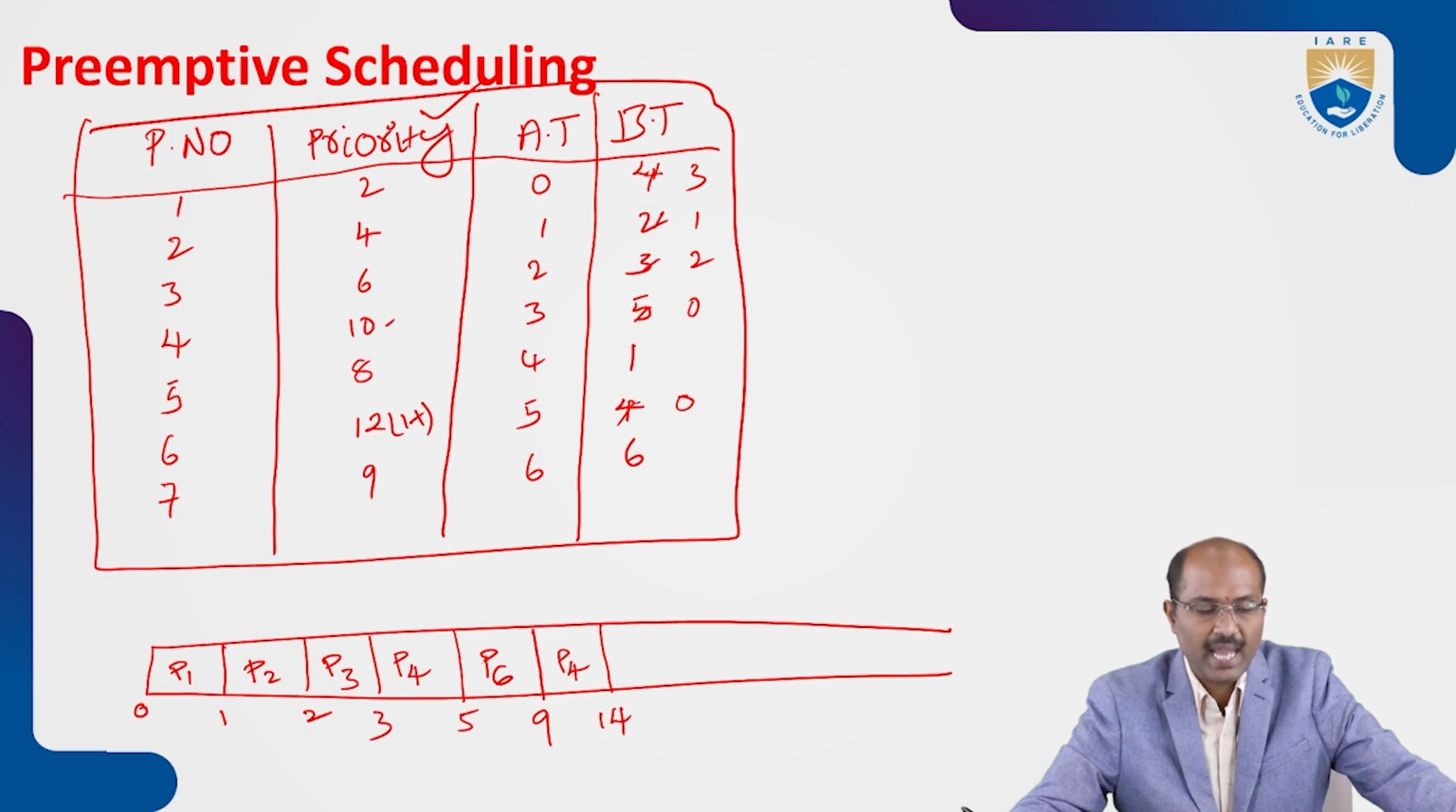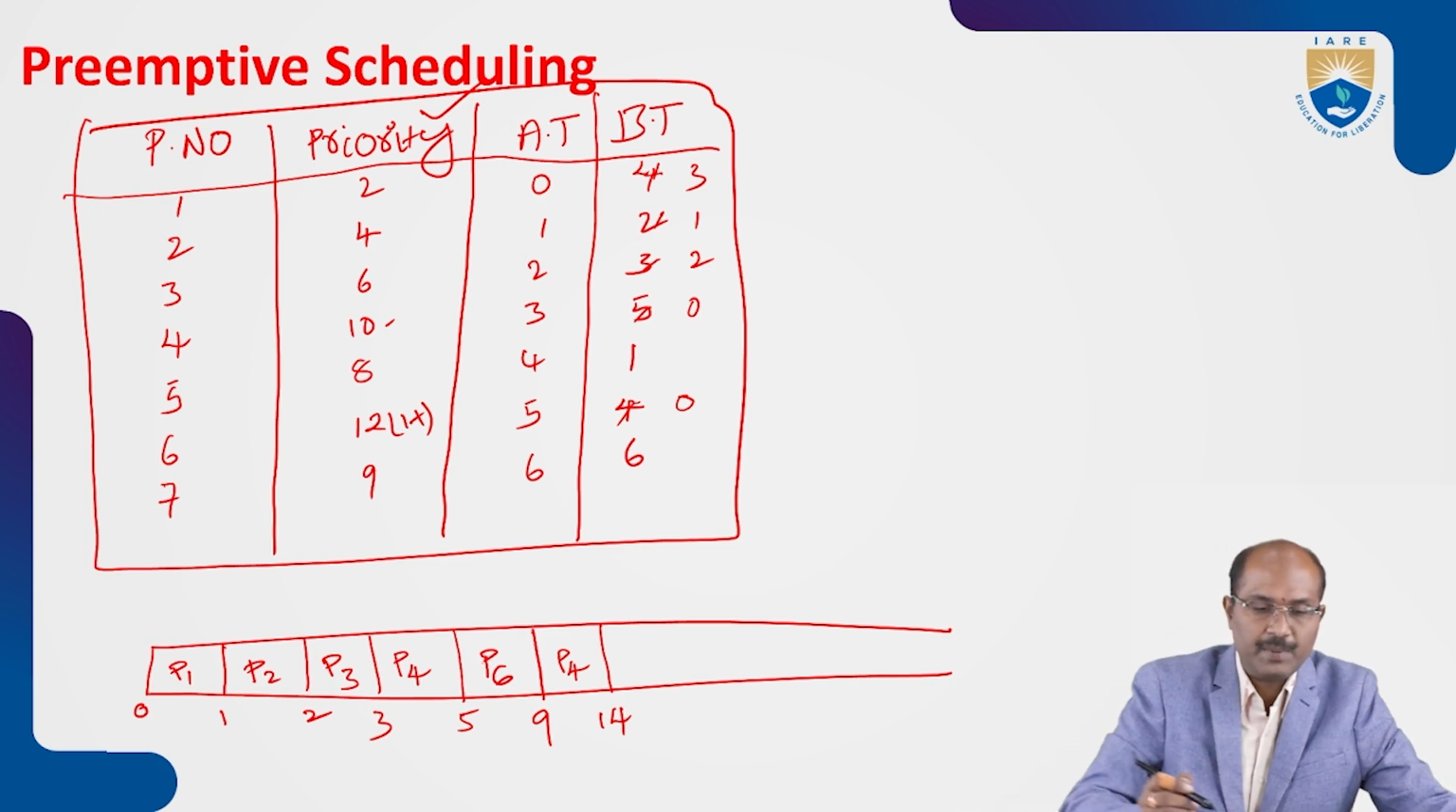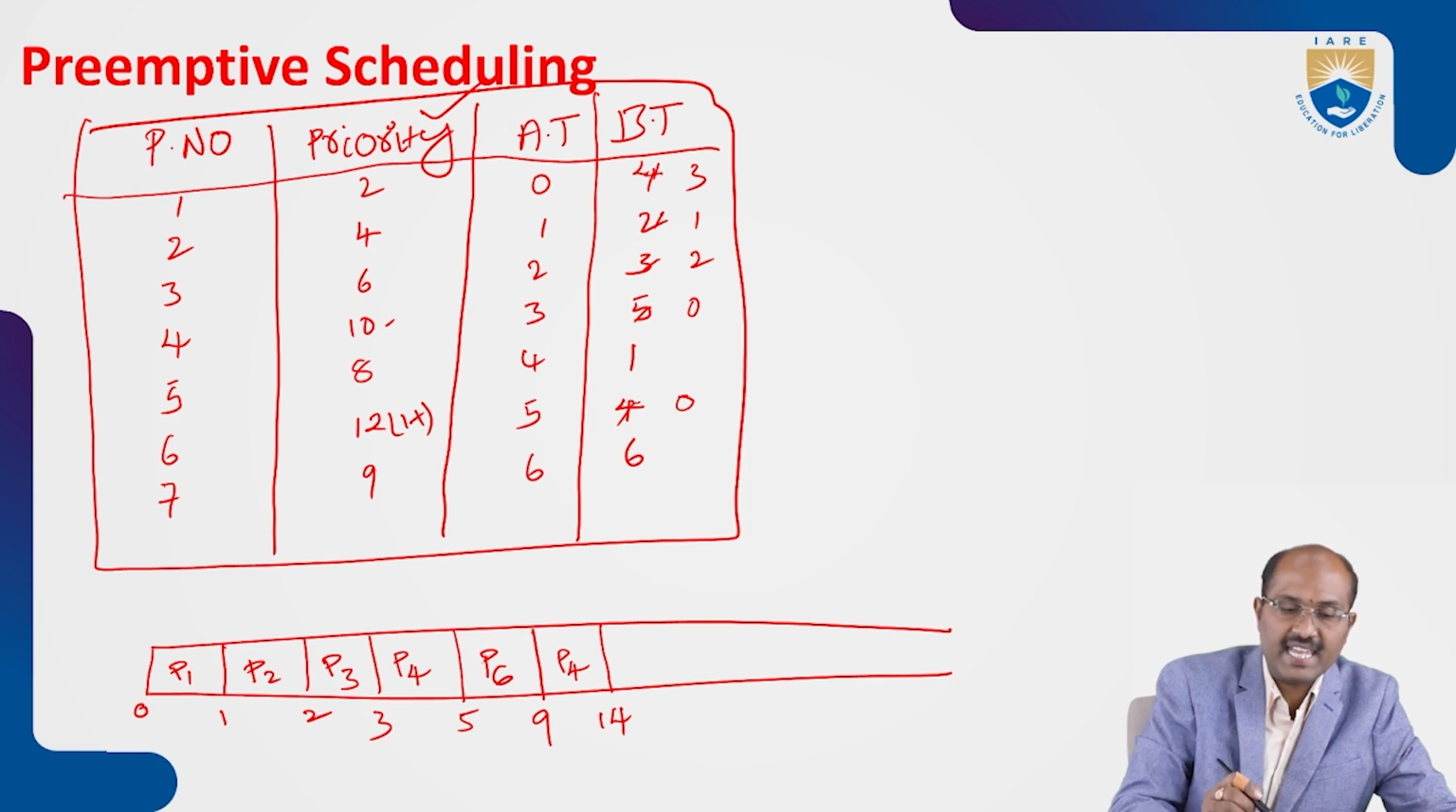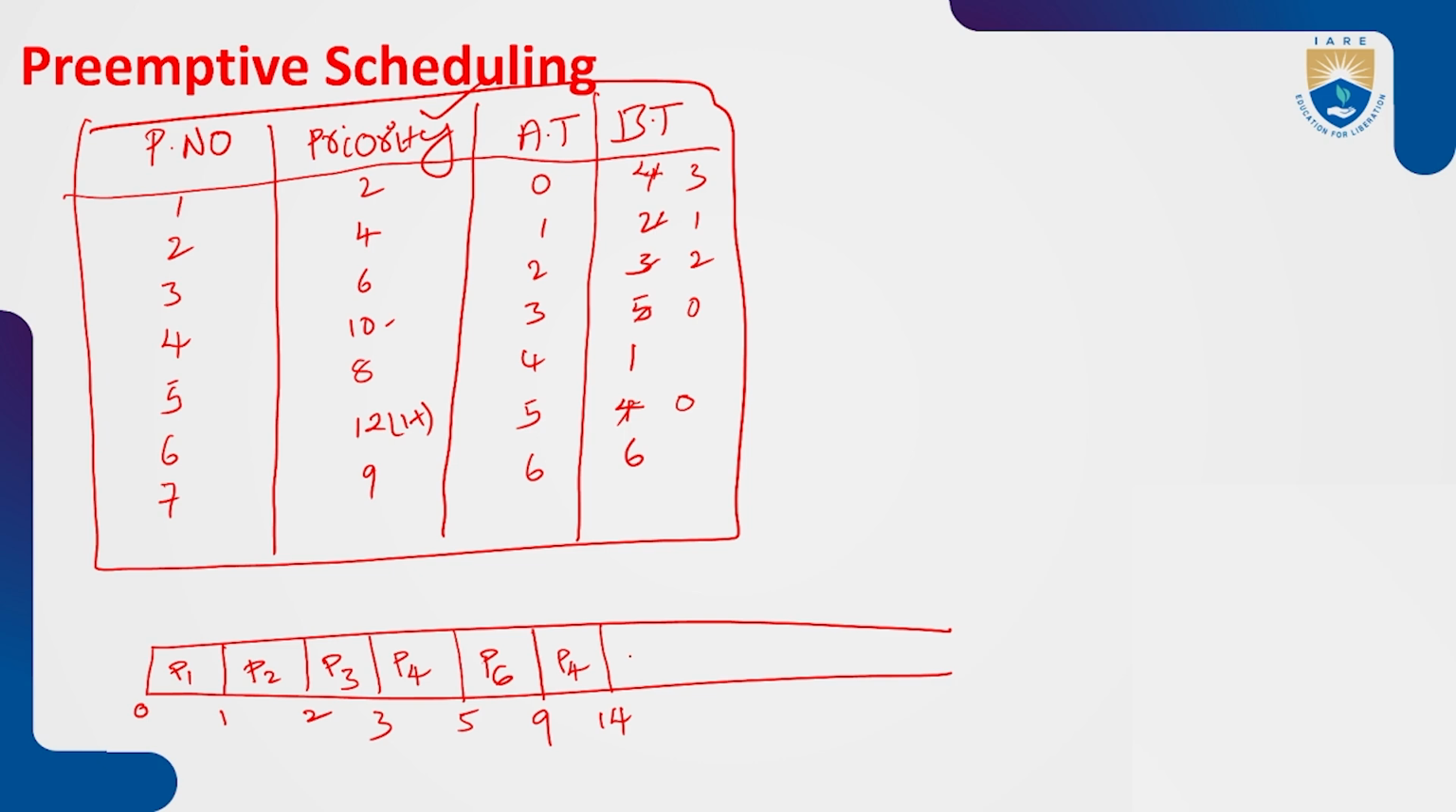So next, after priority 10, we will see the next priority. The next priority of the process is P9. The priority is 9. That process is P7.